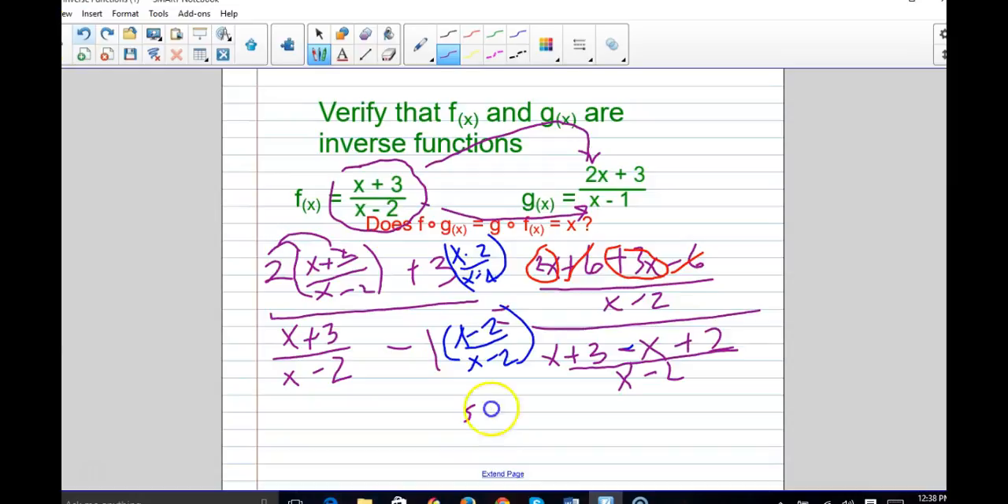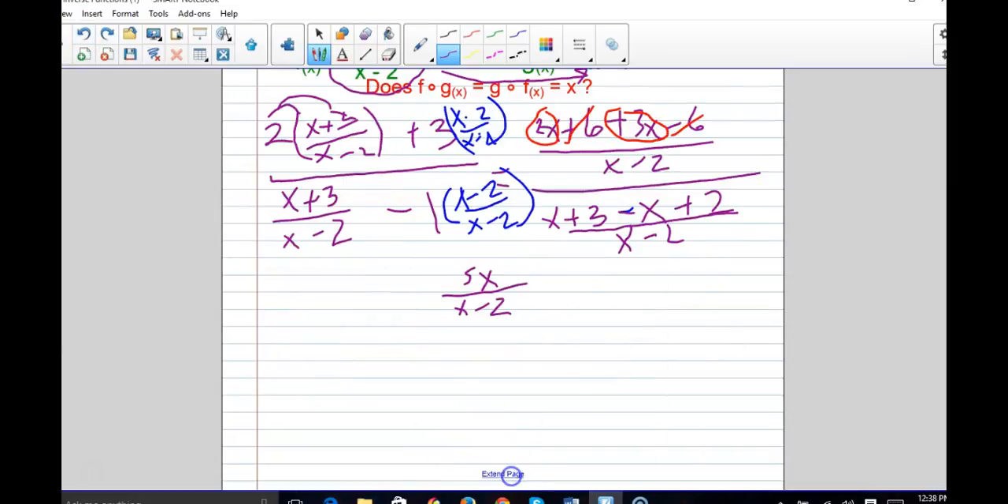5x over x minus 2 divided by, and in the denominator, combining like terms, we've got x and negative x cancel each other. 3 and 2 is 5. 5 over x minus 2. Looks like it's going to shake out about like the last one.